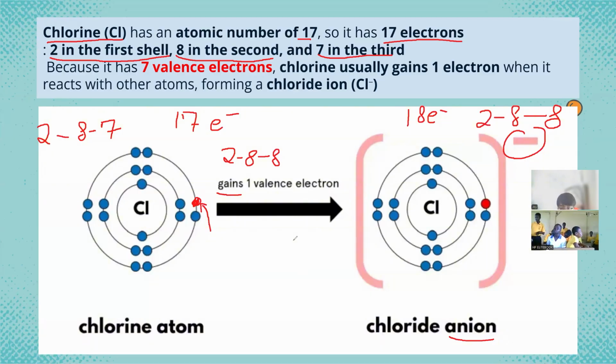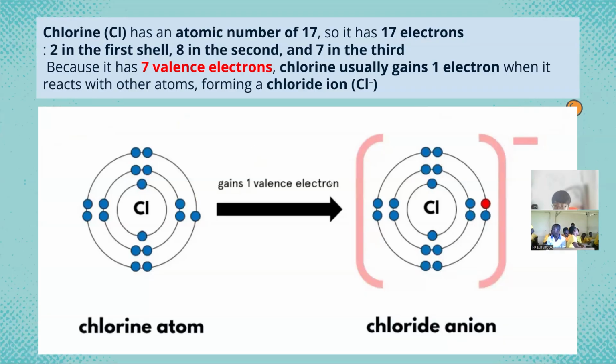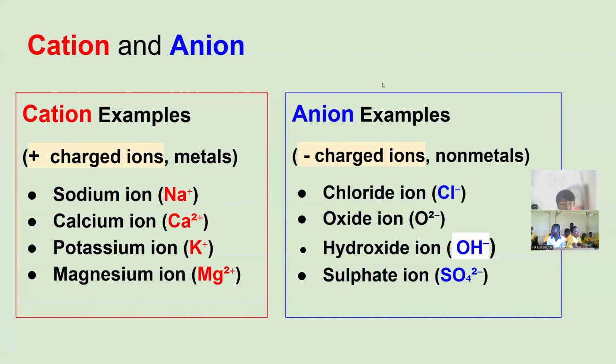So cation means losing a valence electron. Anion is gaining a valence electron. So I hope this makes sense for everyone. But yeah, this is a summary of cations and anions.